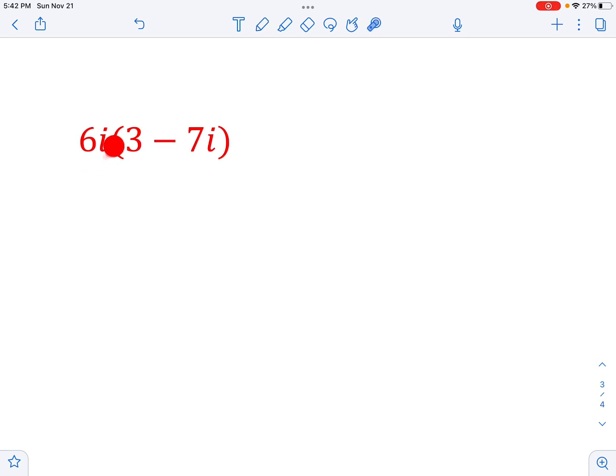The number out in front, whenever we see that separated by a parenthesis, we know that that is asking us to multiply. So 6 times 3 is 18 with the i. Repeat with the 6i and the -7i. 6 times -7 is -42.